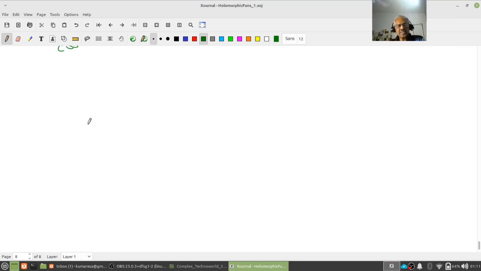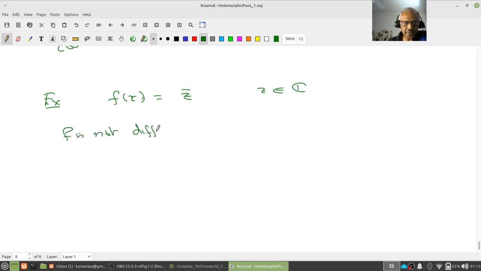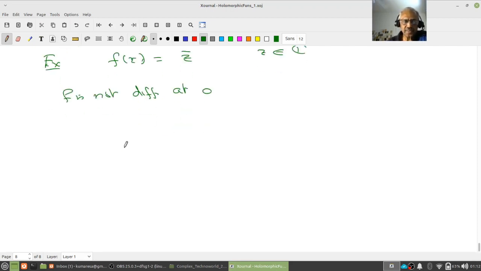So we have given a lot of examples of differentiable functions. So naturally we have to give an example of a non-differentiable function. Okay, this is a non-example. Let us look at f of z equal to z bar, where z is in C. We claim f is not differentiable at any point, at 0, but at any point. Okay, let us look at that.